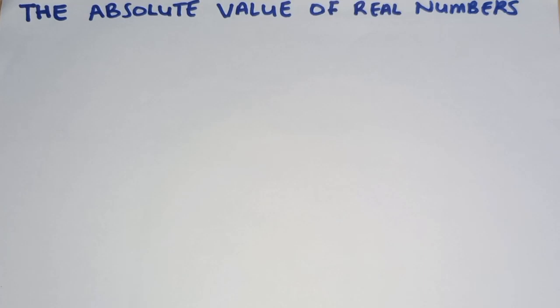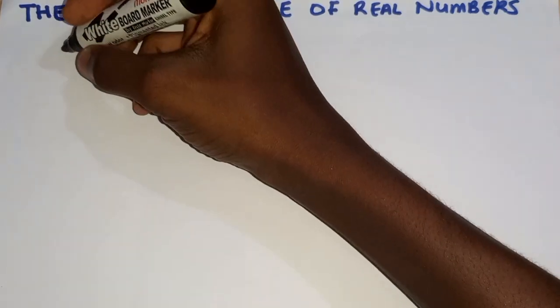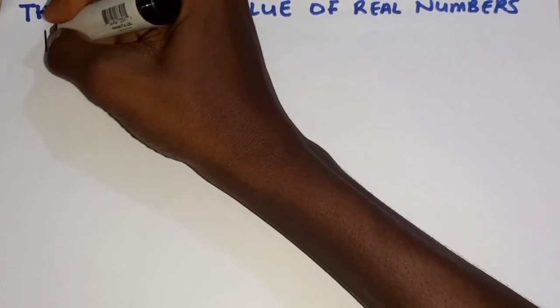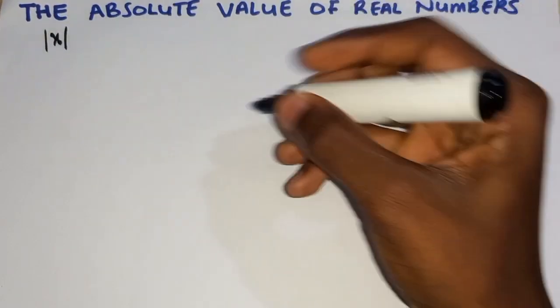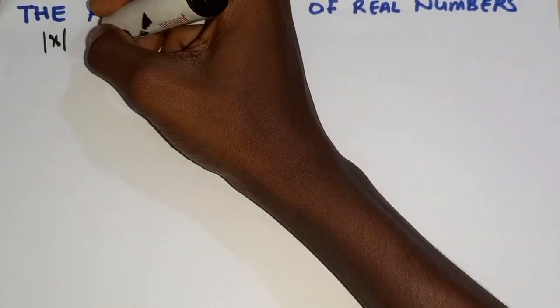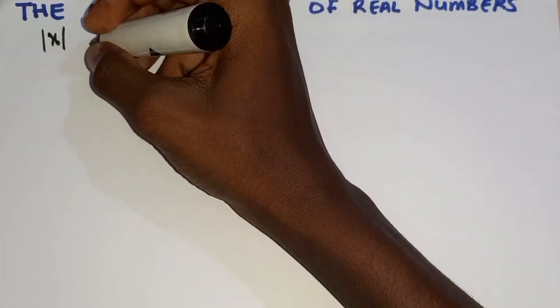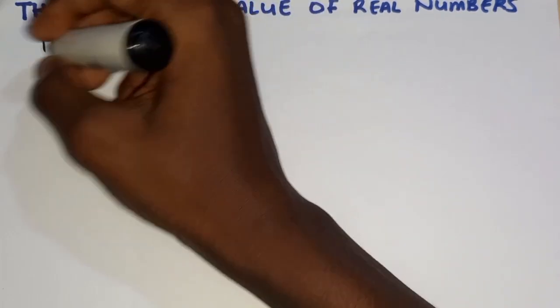So we're treating the absolute value of a real number. The absolute value of x is denoted by this. And this is the distance of x from 0. We are moving from 0. That's why these numbers are never negative. They are never negative numbers.